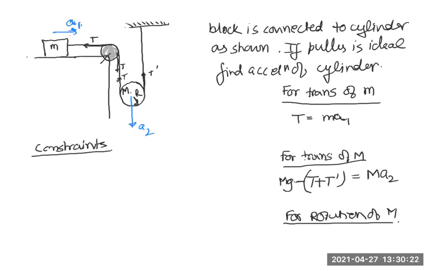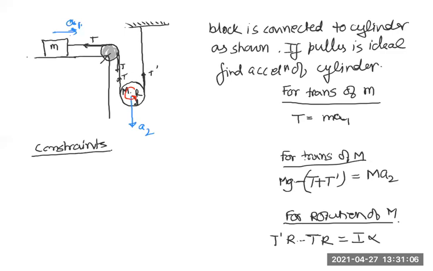Now, for rotation, how will it rotate, clockwise or anti clockwise, as m goes down? Can anybody tell me? If it is going down, how will it rotate? Very good. Yes. If it is going down, it will rotate anti clockwise. So for the rotation of this thing, we must have T dash R minus TR is equal to I alpha.